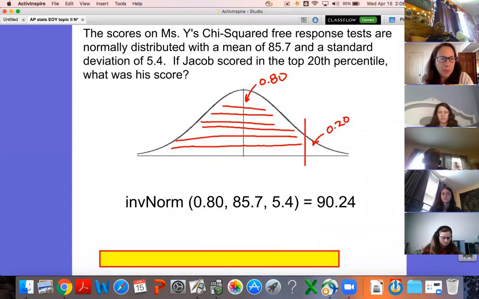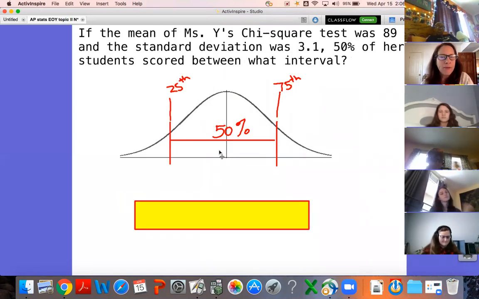Okay, I know these are really repetitive, and really that's not a whole lot to the normal distributions that I'm going to do with you guys today. All right, so if they ask you what is the 50th percent middle score, my mean is 89 and my standard deviation is 3.1 and I want 50% of the middle scores. So I know I need the 25th percentile and the 75th percentile, and whatever those two numbers are, they will tell me where 50% of the middle scores are, and then 25% will be lower than this number and 25% will be higher than this number. So it's just two inverse norms.